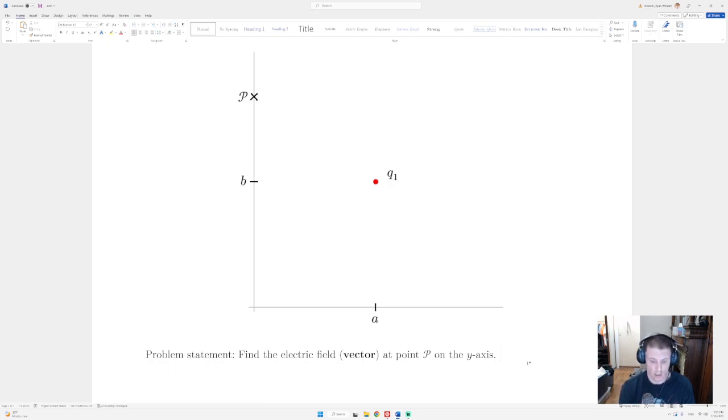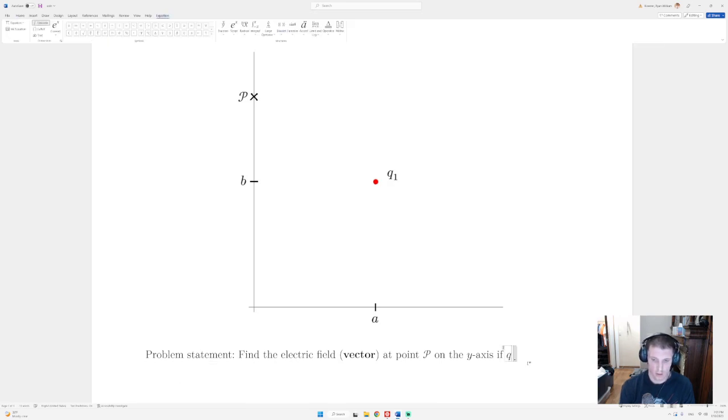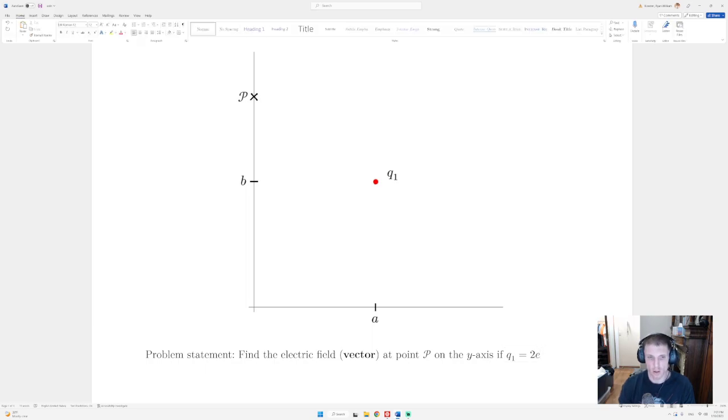Let's just say Q1 equals 2e, I think that was the number that I said. It's just double the electron charge. Remember that e, even though it's the electron charge, is a positive constant. If we wanted it interpreted as negative, we would have to put a minus sign in front. But I mean for this to be a positive charge, so we're just going to leave it with an implicit plus sign here.